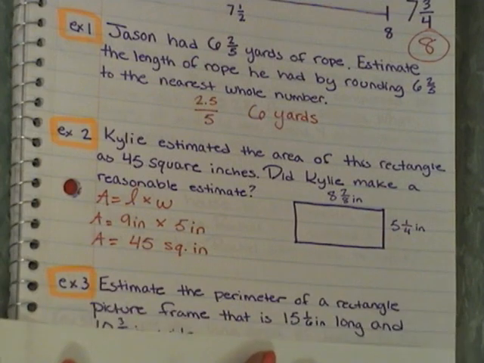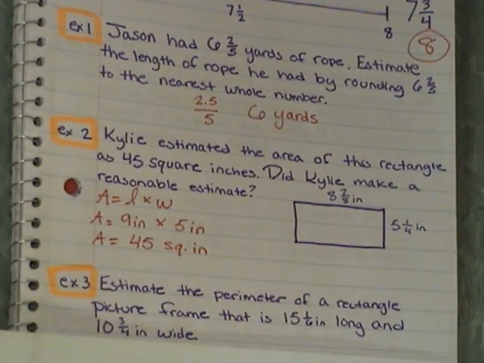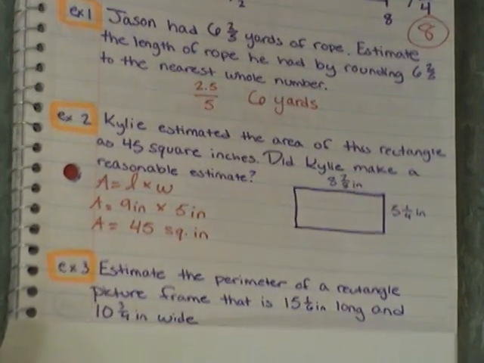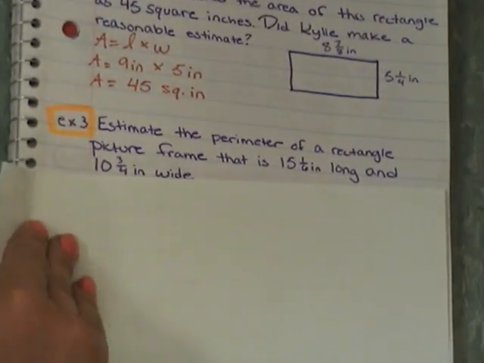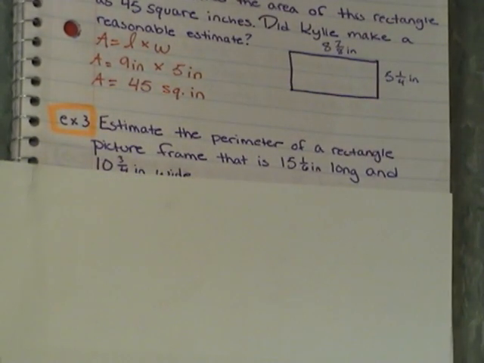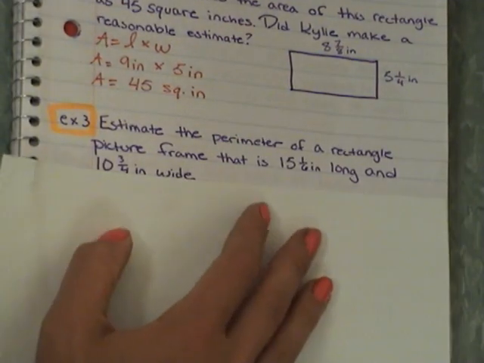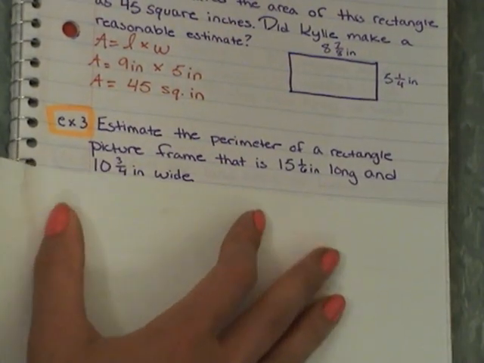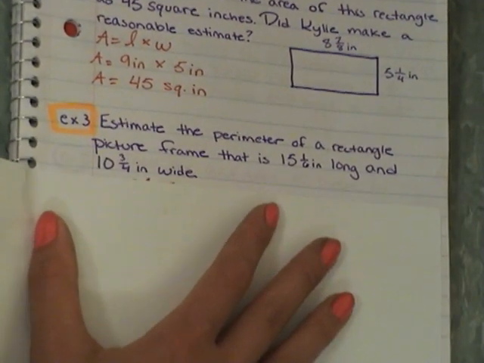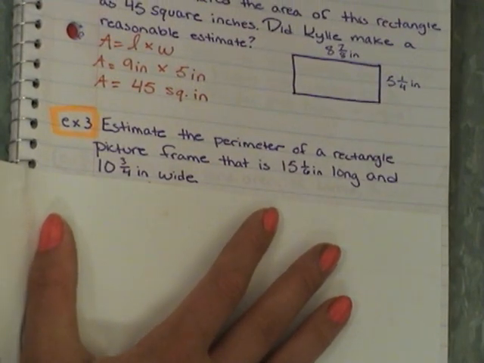Alright, the next one. Estimate the perimeter of a rectangular picture frame that is 15 1/6 long and 10 3/4 wide. Go ahead, try this one yourself. Keep in mind that we're using the word estimate and we're using the word perimeter.